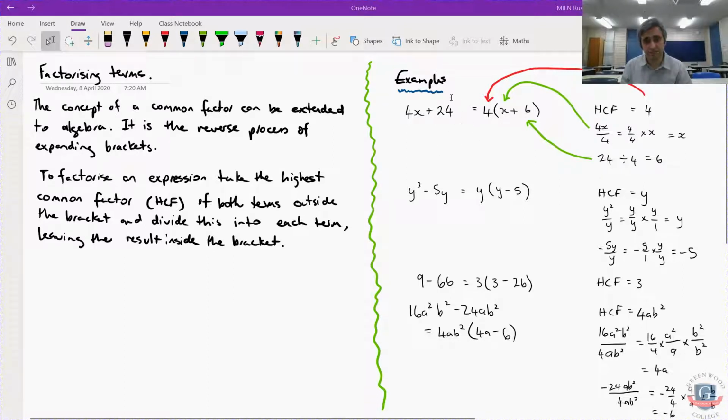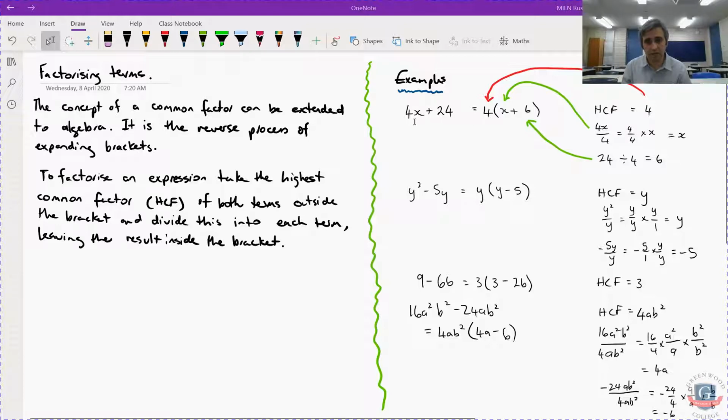So let's consider 4x and 24. We've got an x in this term, but no x in that term, so that can't be a common factor. But in the coefficients, the highest common factor of 4 and 24 is 4. Once we've found the highest common factor, write it in front of the bracket, and then divide the highest common factor into each of the terms.